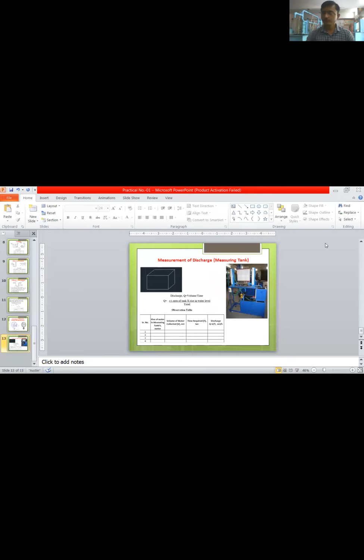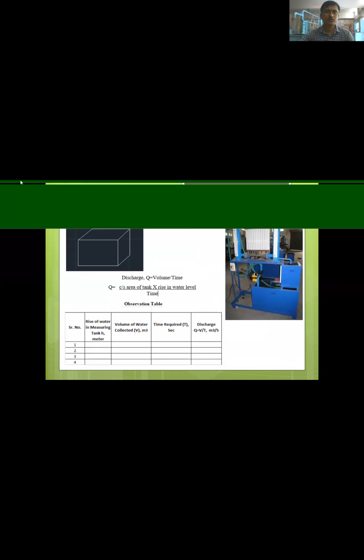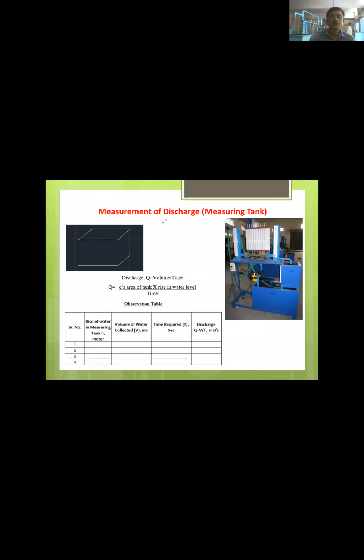See here, I was telling you about how to measure the discharge. Okay. For the measurement of discharge, the formula is discharge Q is equal to volume divided by time. Okay. So volume is measured in meter cube in SI units, and time is measured in second. So meter cube per second is the unit of discharge. Discharge is denoted.